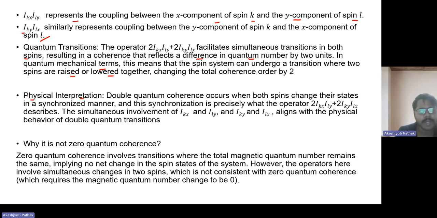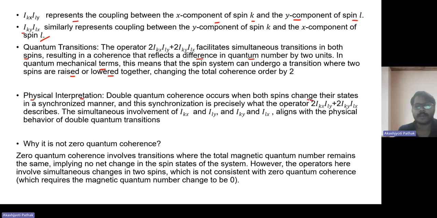And this synchronization is precisely what this operator, 2IkxIly plus 2IkyIlx, describes. Right. So what is the physical interpretation? The physical interpretation is that double quantum coherence occurs when both spins change their states in a synchronized manner.